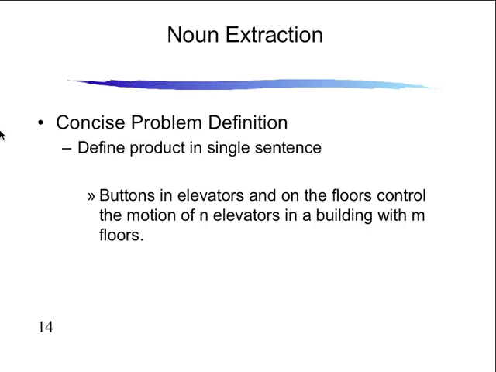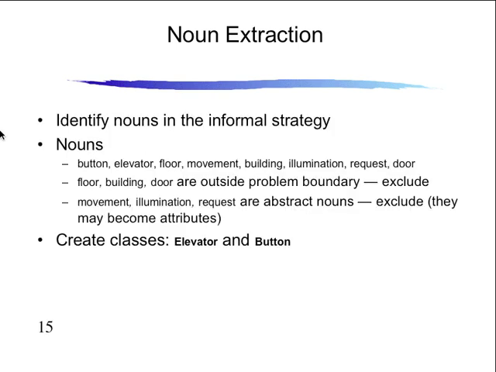Floor controls the motion. We have elevators, we have floors, buttons. Okay. So we come up with a list here, and our nouns are button, elevator, floor. We've got movement. We put movement in there, building.